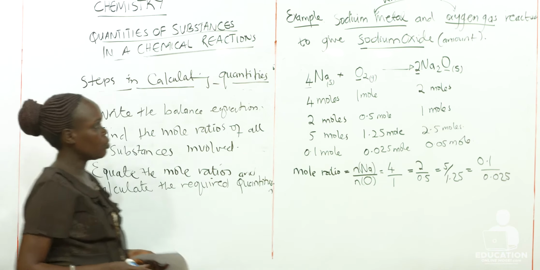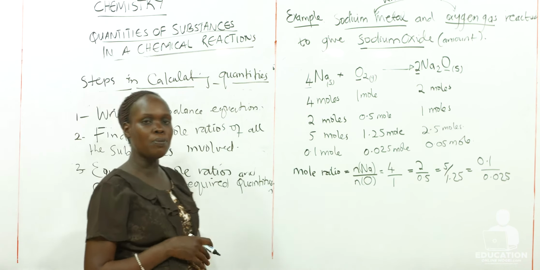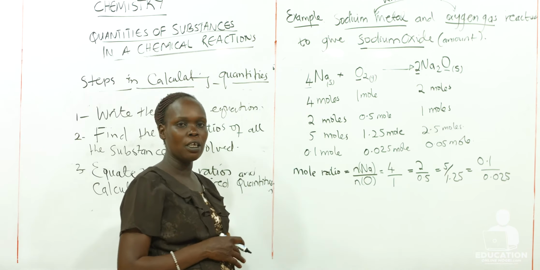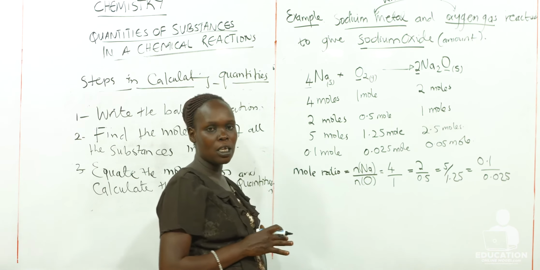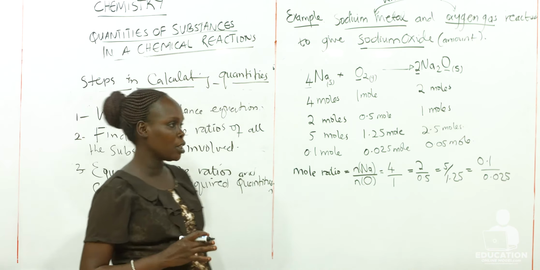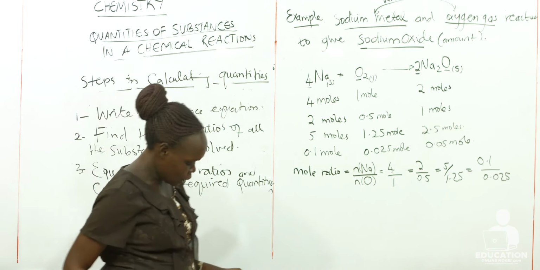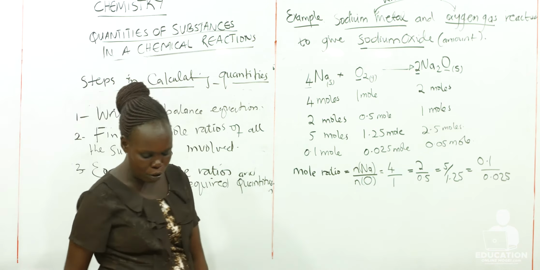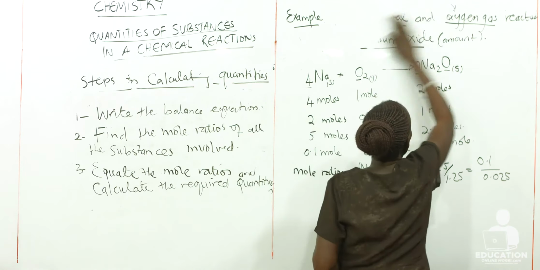So with this, we know that we have gone through all these 3 steps. Those steps are very important when you are dealing with the quantities of the reacting substances in a chemical reaction. What are their quantities? We need to follow the following guide. So here we shall have an example to verify how we get these quantities.